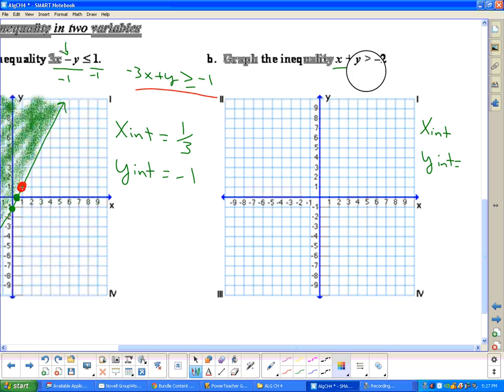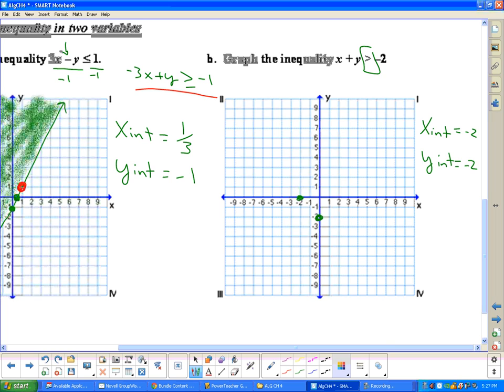Before I graph the line, I needed to make a determination. Is this thing dotted or solid? It's going to be dashed or dotted because it's not "or equal to." So I'm going to make a dashed line. Looks something like this.